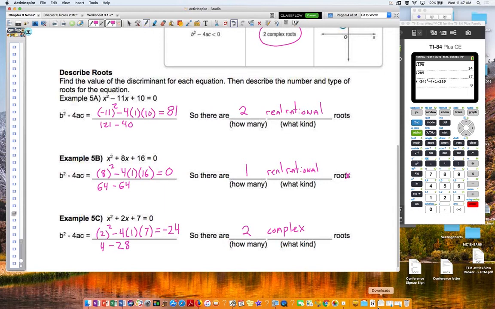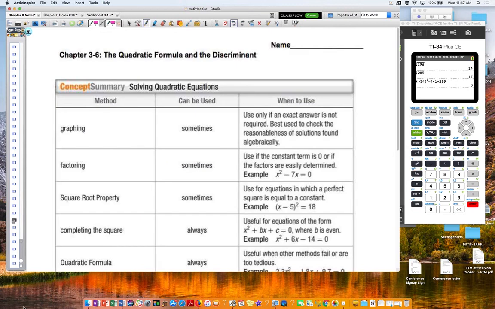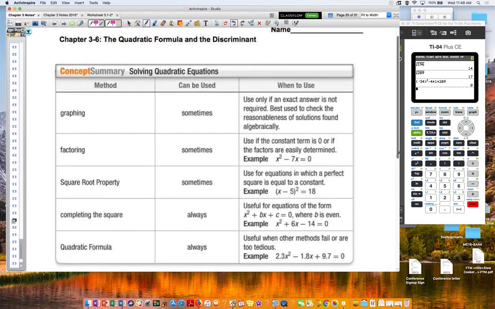All right. So if you just flip to the last page, this last page is very nice in your notes, mainly because it tells you the different ways that we talked about in Chapter 3 that we can solve, and when we use them. So graphing can be used sometimes, but this is really only good if you're not looking for an exact answer. Great to use to check your work to see if your algebraic solutions are right.